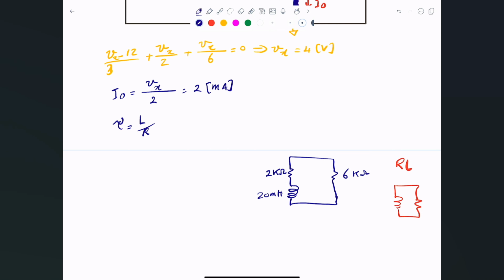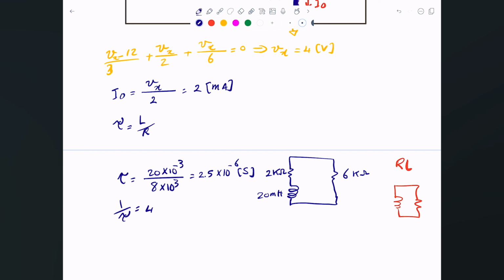So if I'm computing the tau, it will be 20 times 10 to the negative 3, because I need to convert it to henries, divided by 2 plus 6, which is 8 times 10 to the power 3, because I have to convert from kilo ohms to ohms. That will be tau, which is in seconds, and that value would be 2.5 times 10 to the negative 6 seconds. Or 1 divided by tau is 400,000, well, seconds to the minus 1.